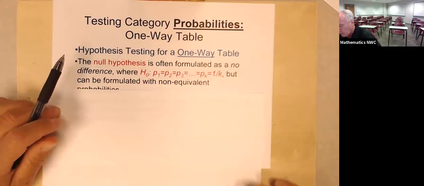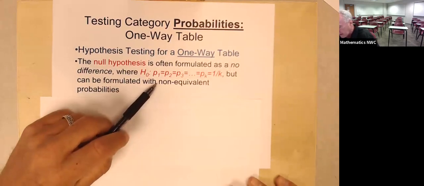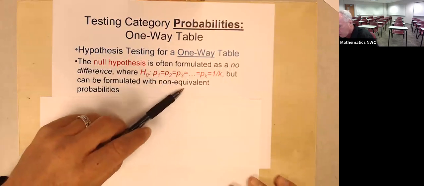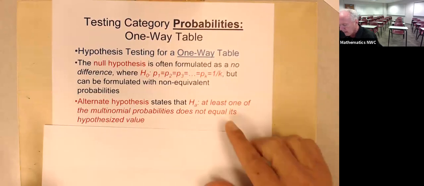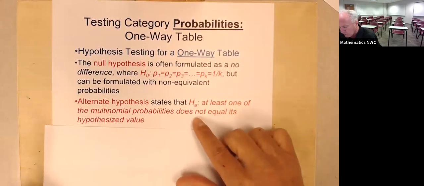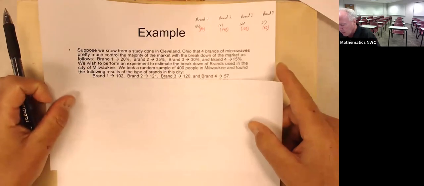But it can be formulated with non-equivalent probabilities. Remember, if I had it compared to Cleveland, they all had their own. They were non-equivalent. The alternate hypothesis, again, at least one of the multinomial probabilities does not equal the hypothesized value. Okay, well, let's go back to that example and try it.